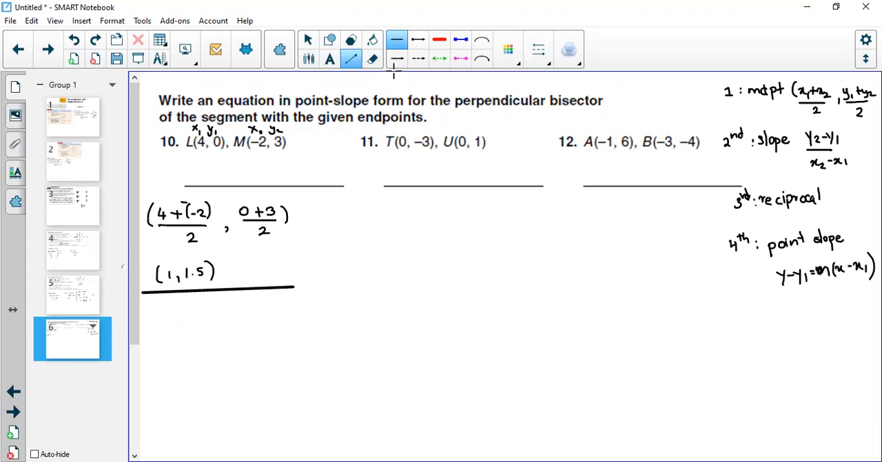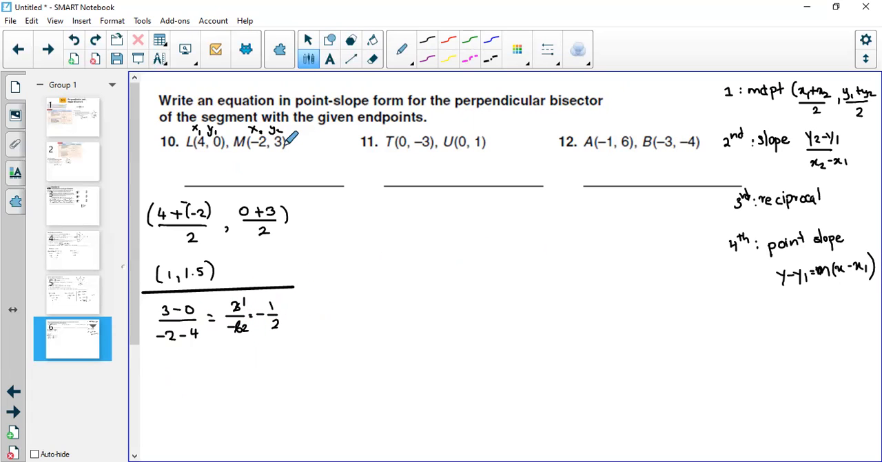Moving to the next step. The first step is done. The second step is to find the slope, y2 minus y1 over x2 minus x1. y2 is 3, so 3 minus 0 over the difference in x. This is going to be 3 over negative 6, which if you simplify, you're going to get negative 1 over 2. Now the third step, that's the reciprocal. The reciprocal of negative 1 over 2 is going to be negative 2 over 1, which means the reciprocal is 2.